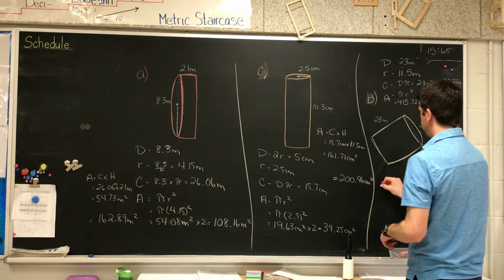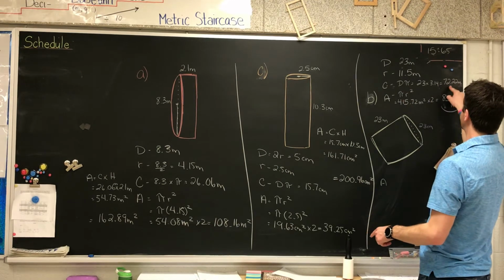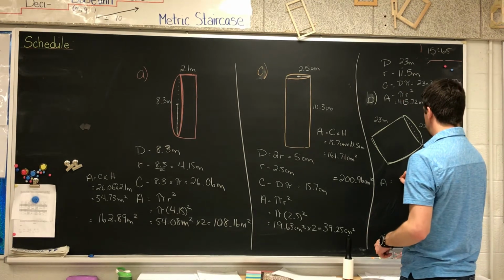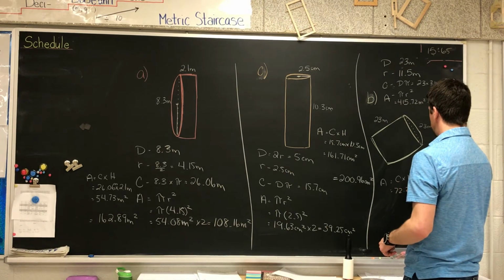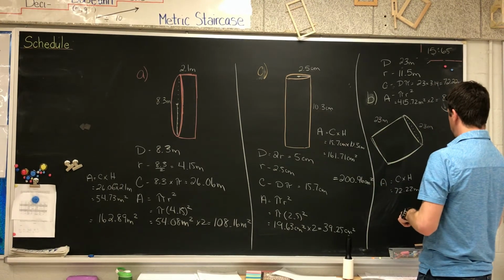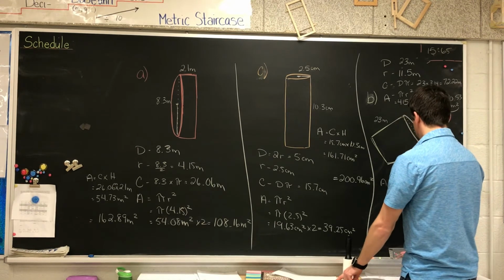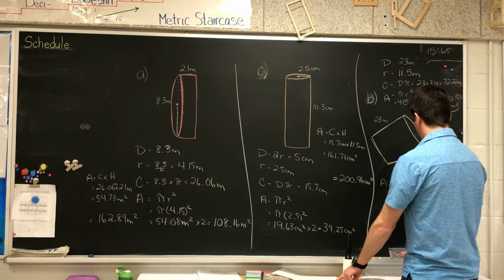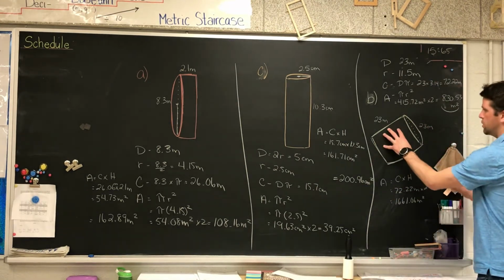We can find the area of the cylindrical part. And we've got the circumference is 72.22. Circumference times the height of the cylinder, 72.22 meters times 23 meters tall. If we do that math, we get about 1,661.06 meters squared. That's just the cylindrical part.